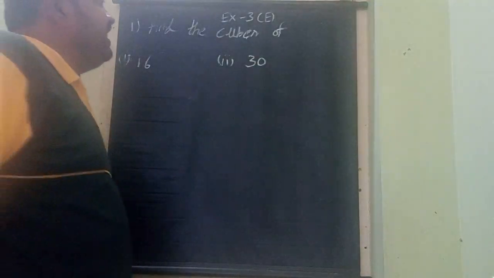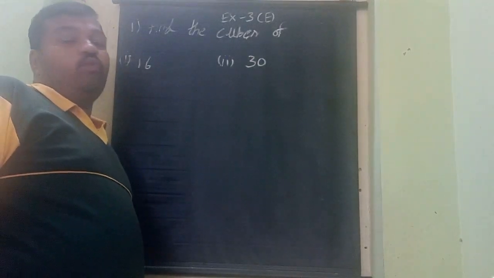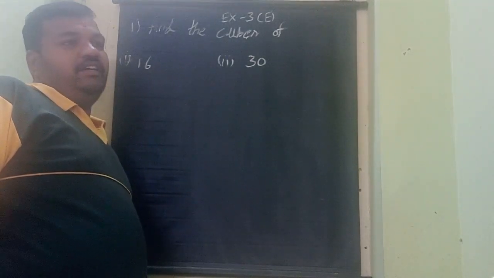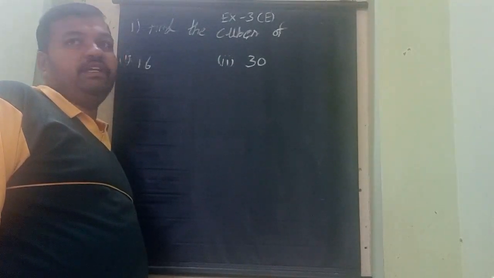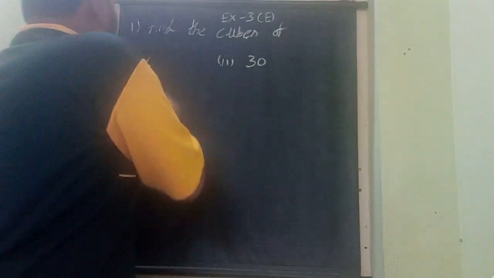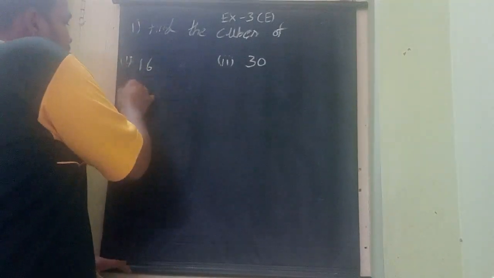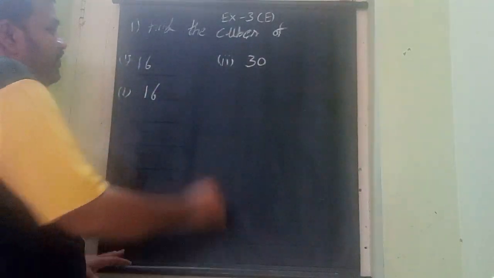Okay, here is our next exercise, exercise 3E. In that, the first sum is: find the cubes of. Here a total of 1 to 8 sums are given in this first Roman numeral. We are doing only the first sum and second sum now. Afterwards we will do the remaining sums. The first sum is 16. We have to find the cube of 16.